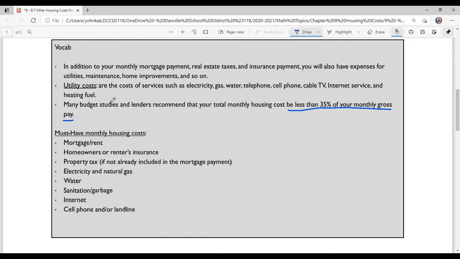So some of the monthly housing costs we're going to talk about: mortgage, rent, homeowners or renters insurance, property taxes, electricity, natural gas, water, garbage and sanitation, internet, cell phone and or landline. All of these are things that you're probably going to want in your house.